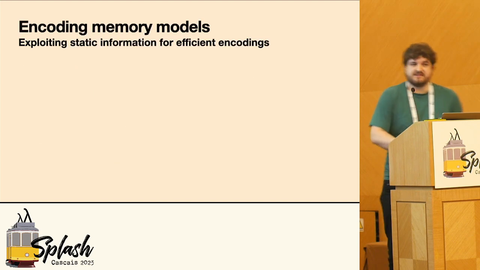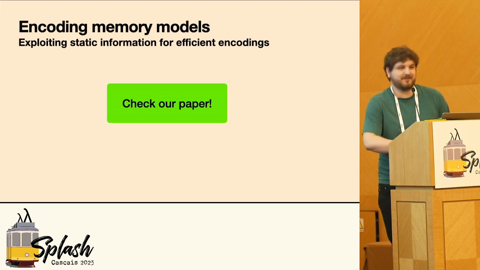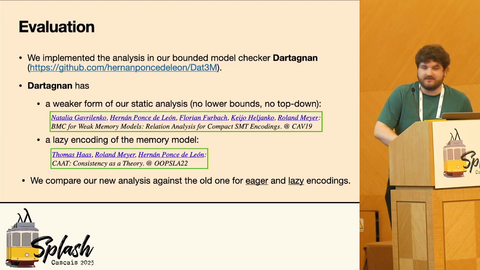Okay, once we have this information, we want to exploit it. But for that, check our paper. We use it to generate more efficient SMT encodings. So let's come to the evaluation.